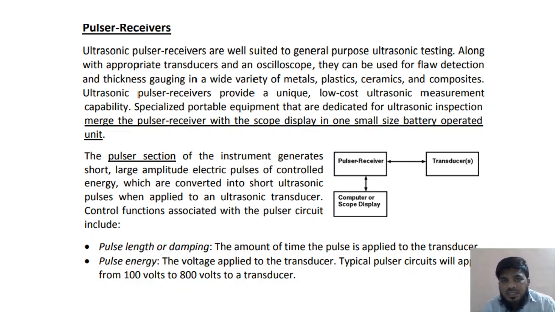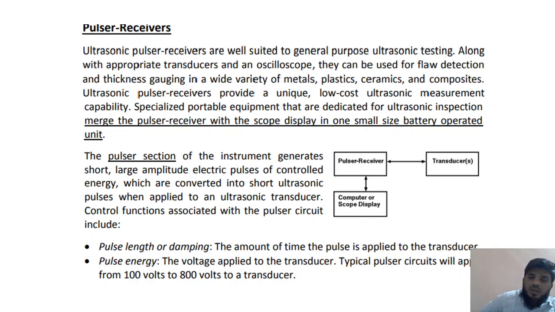Pulse receivers are well suited to general purpose ultrasonic testing, along with appropriate transducers and an appropriate oscilloscope. An oscilloscope is something which displays the oscillations of the transducers. They can be used for flaw detection and thickness gauging. Thickness gauging is nothing but identifying the thickness of the material. A wide variety of metals, plastics, ceramics and composites can be examined using ultrasonic pulse receivers along with the transducer. The ultrasonic pulse receivers provide a unique low cost ultrasonic measurement capability.